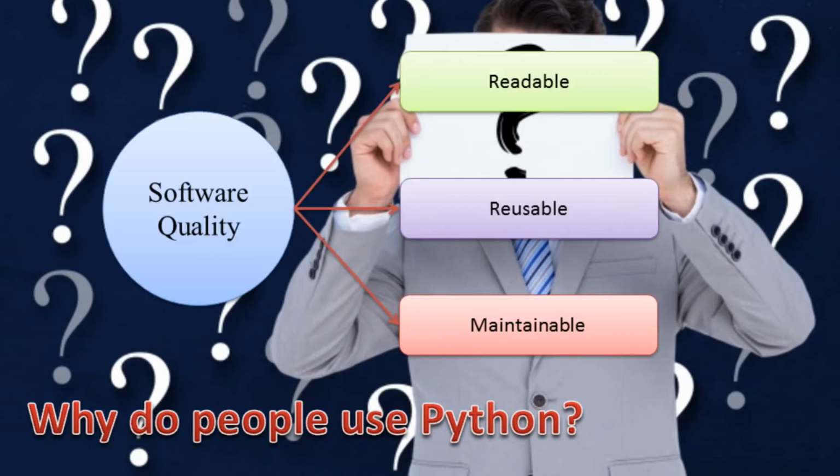The first reason is software quality. Python code is designed to be readable. You can easily understand it even if you didn't write this code, because it uses English words, and if you have English practice experience, and if you know the English language, you can easily understand this code.